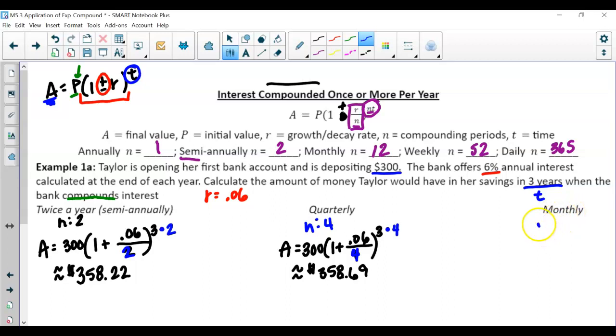Again, just to make sure we're good to go with this setup and with our equation. Monthly means n is 12, right? So here we go. A is equal to 300 times 1 plus, we have our fraction with our rate, but divide by the n value, which is now 12. Then raise that again to the third power, but also multiply by 12. So if you ever need to pause to practice putting it in the calculator, you should get, with rounding, $359.